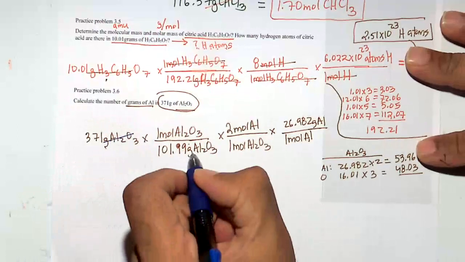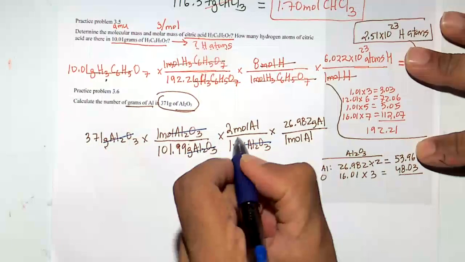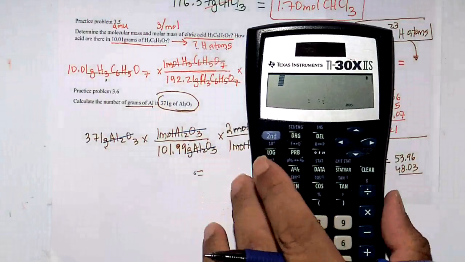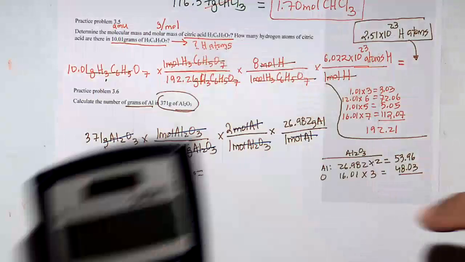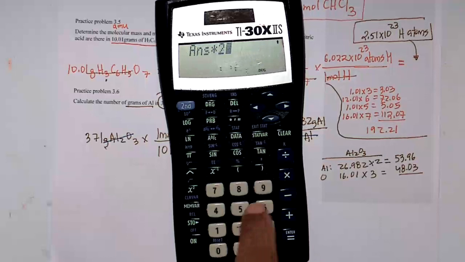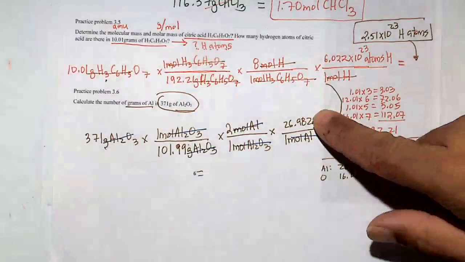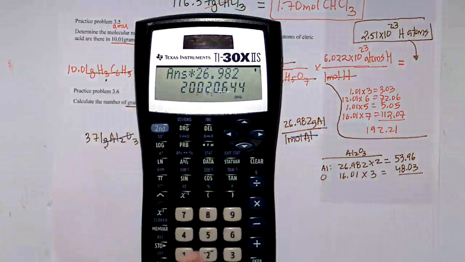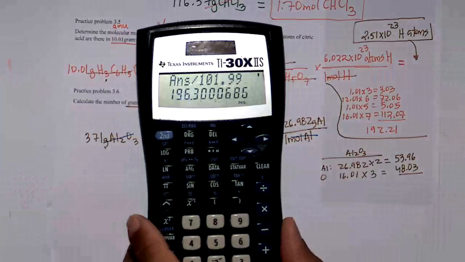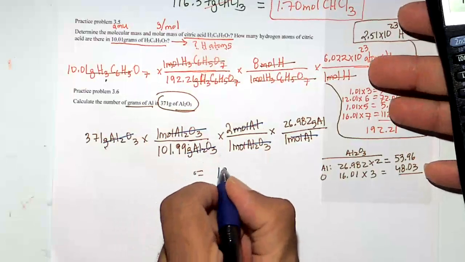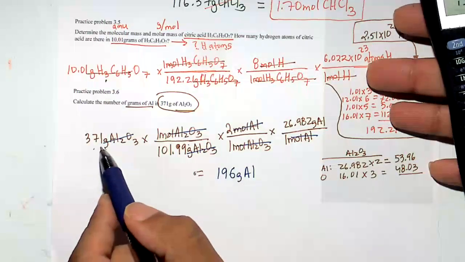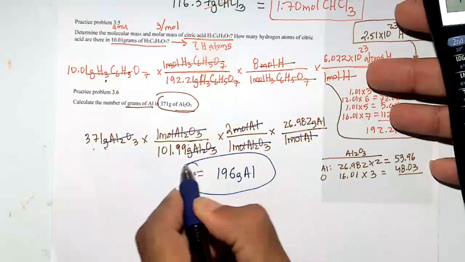Right, let's cancel out our units. Grams of Al2O3, grams of Al2O3, moles, moles, moles of Al cancels out with moles of Al. What do you get here? Okay, we have 371 times 2 times 26.982, divided by 101.99. 196 grams. So this 196 grams of Al are in 371 grams of Al2O3.